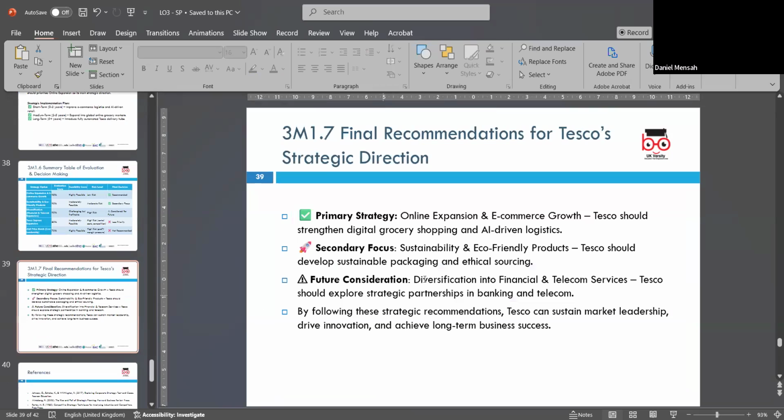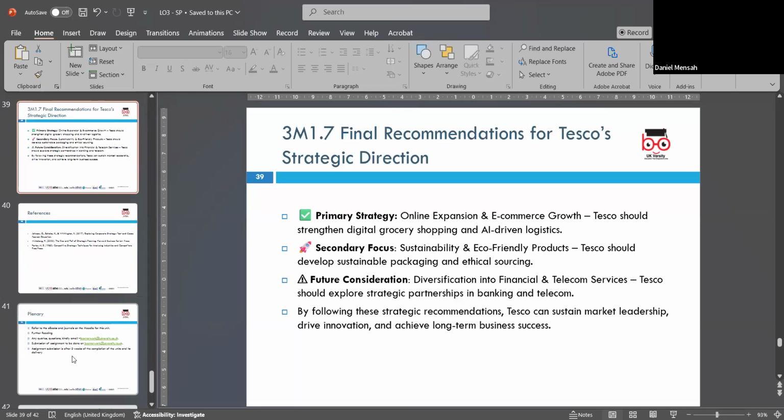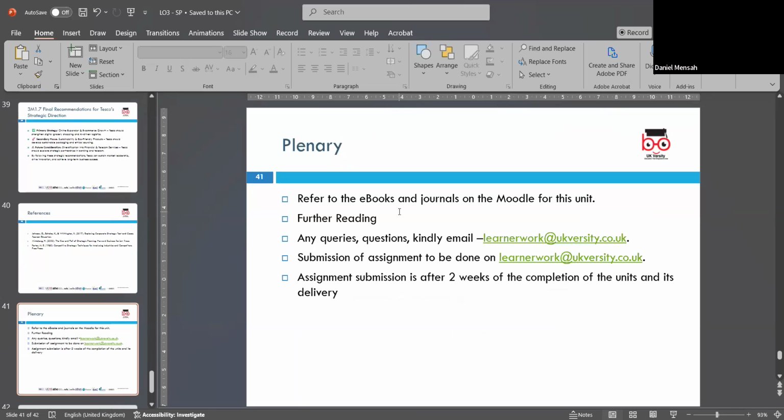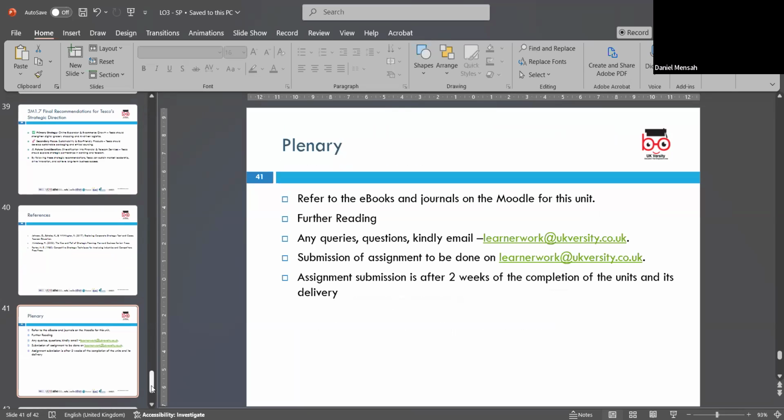This exercise helps us to come up with the right decision, because it is giving us insight into our decision. I think there is concrete evidence to reach the final decision: which strategic option is best to use, which is the second best, and which we can consider in the future. So it is very important for you guys to do further reading. There are ebooks and journals available on the Moodle.